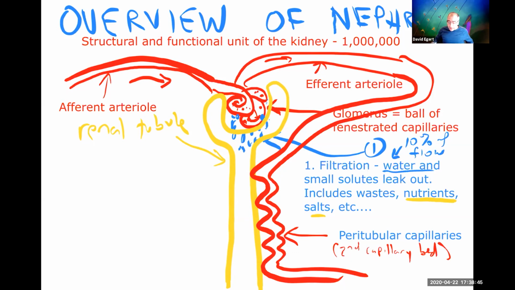And as the system's going, basically anything that you want to pull back into the body, you can transfer from the renal tubule back into the bloodstream here. So this part here is going to be part 2. This is called tubular reabsorption.